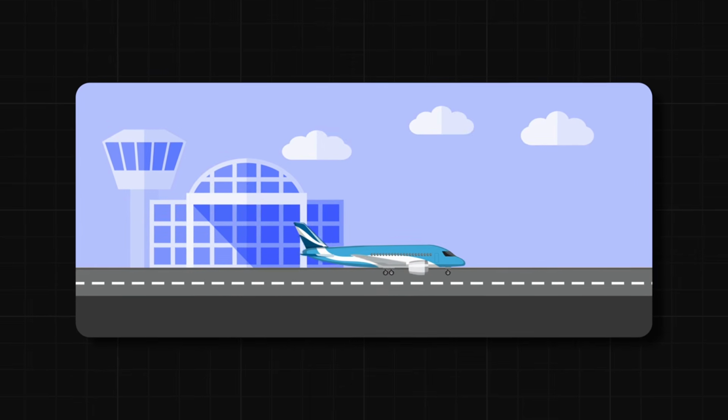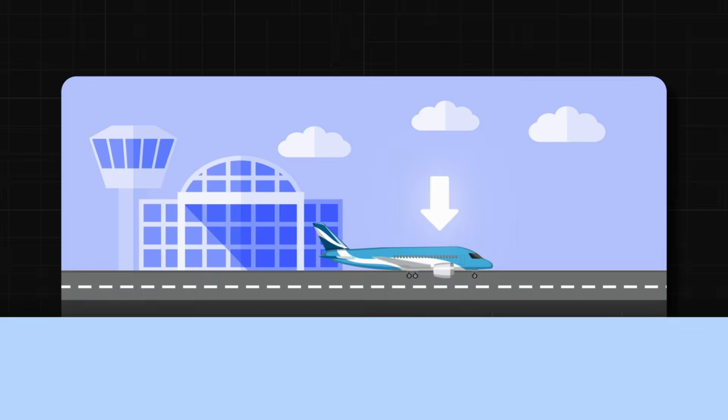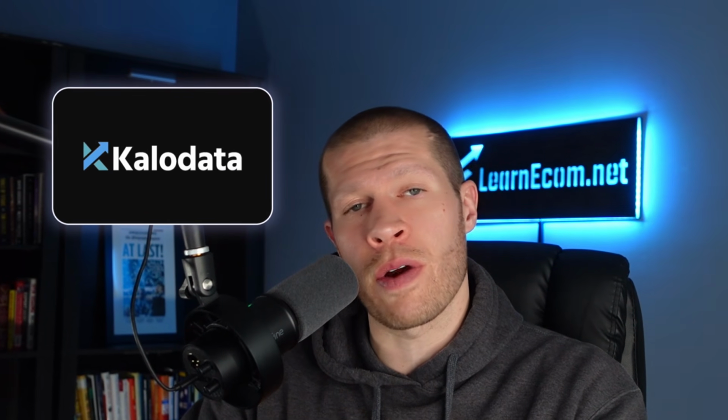So the key with product research is it puts you further down that runway, like I said, so that you're taking off and you're closer to flying much faster rather than just starting at the very beginning. Now, if you're looking for a way to do product research a lot easier and more foolproof, then I would highly recommend a product research software like Kalodata.